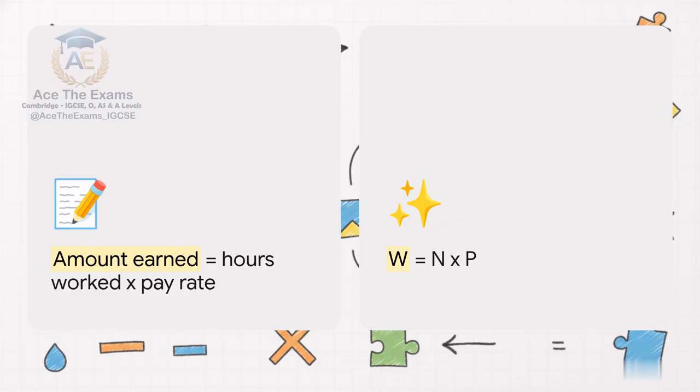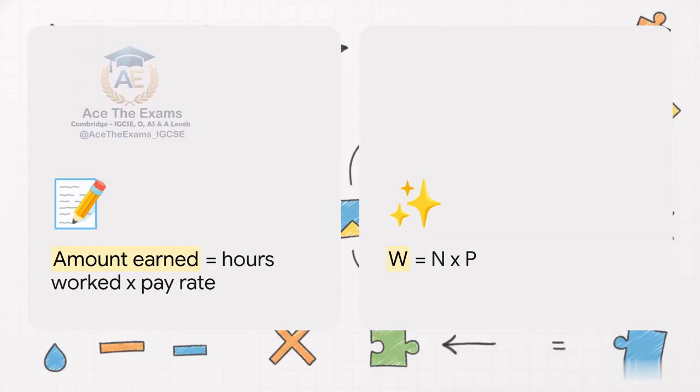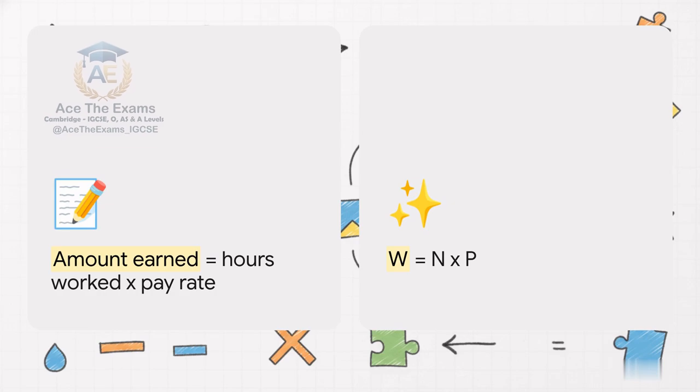Now take a look at the left side here. We've got this clunky word formula. Amount earned equals hours worked multiplied by pay rate. That takes forever to write out. But if we let the number of hours worked be N, the pay rate be P, and the total weekly wage be W, that whole bulky sentence just collapses into one elegant equation. W equals N times P. It's brilliant and it works for literally any job.